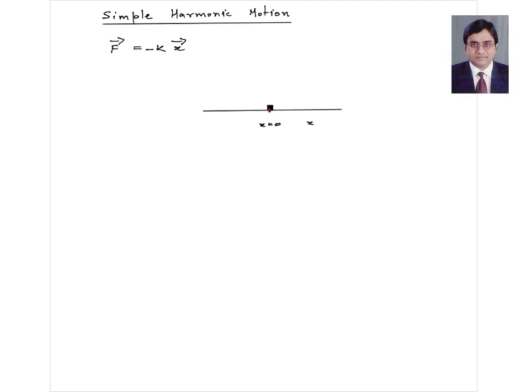When we say minus sign here, there is some position which is called the mean position, which I have denoted by x equal to 0. On the right side of it, I am calling it plus x. So when you have written minus vector x, then x vector is on the right side and minus means F will be on the left side.